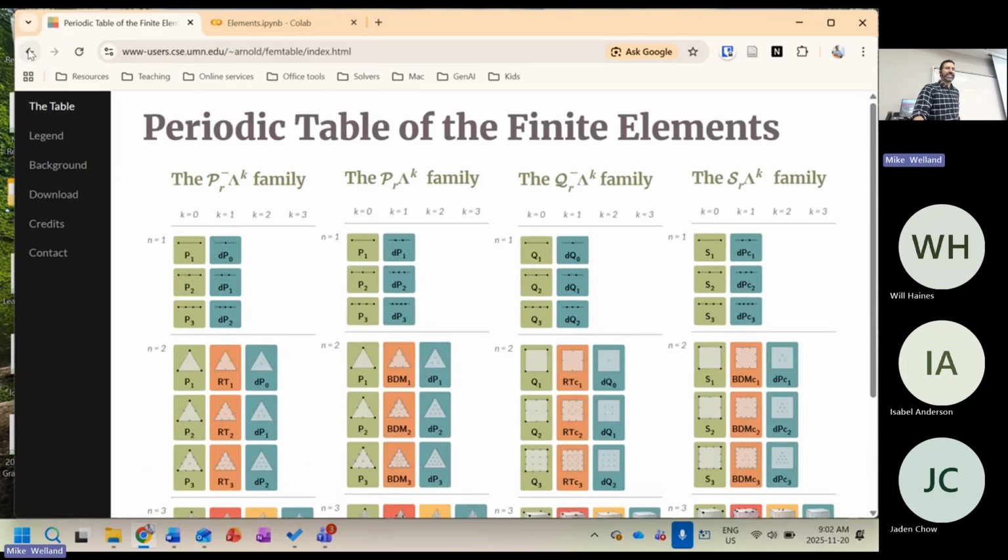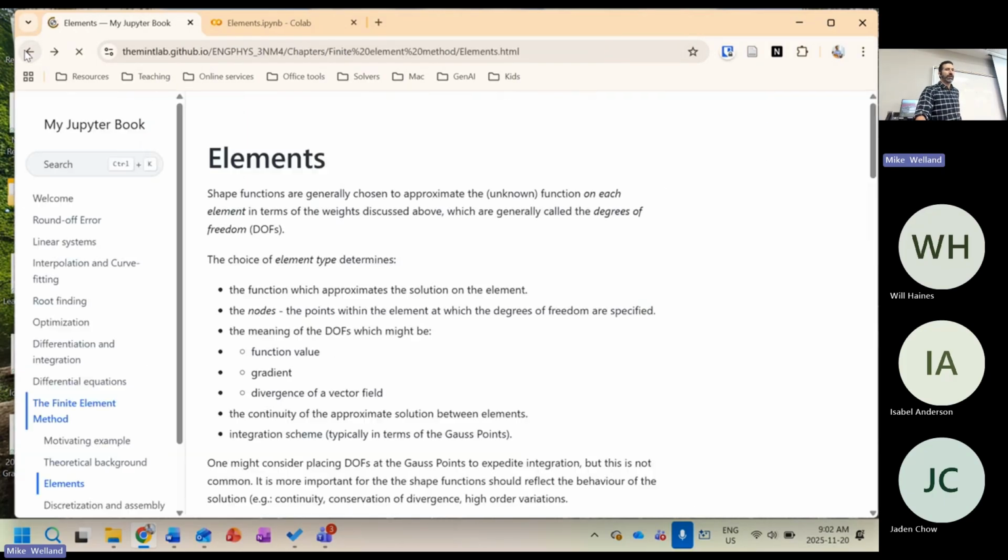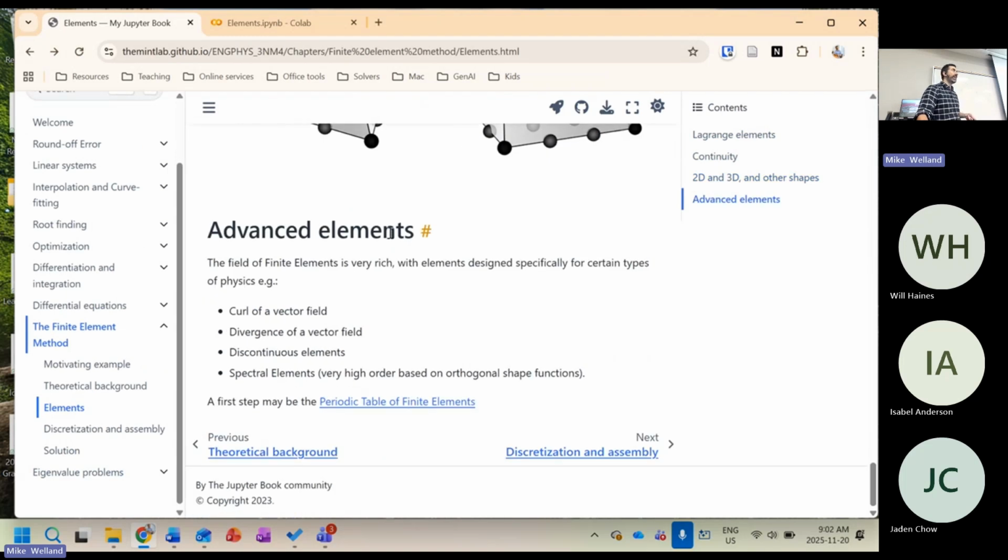This periodic table of finite elements was built out of a software package called, I think, FEniCS.